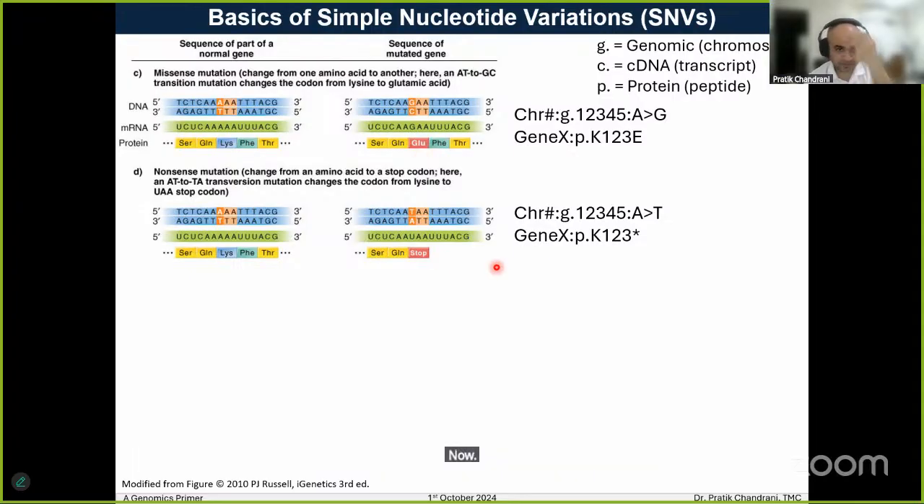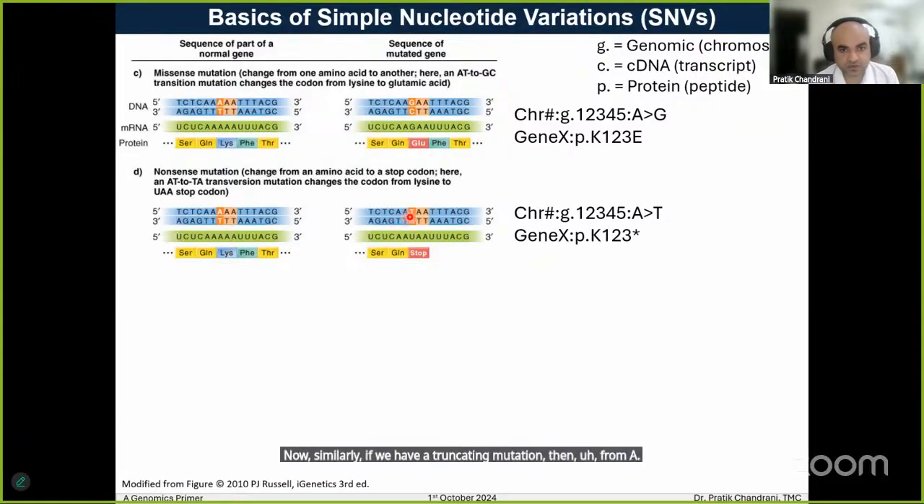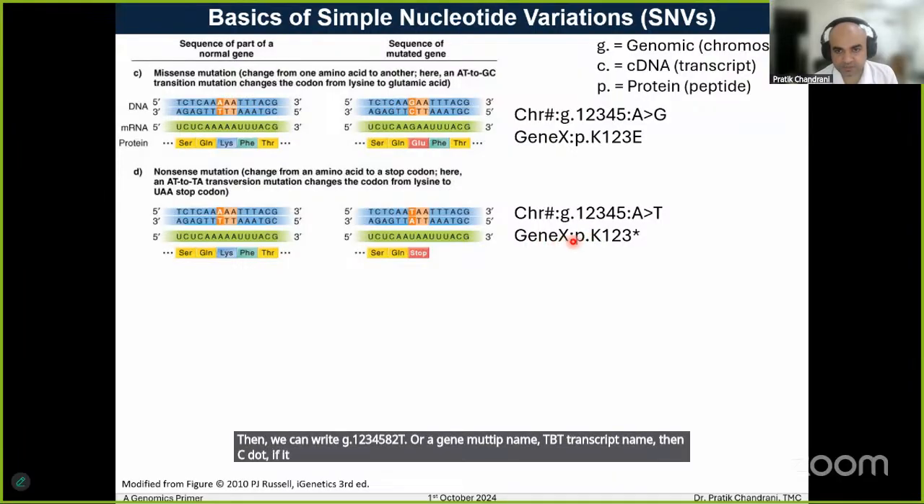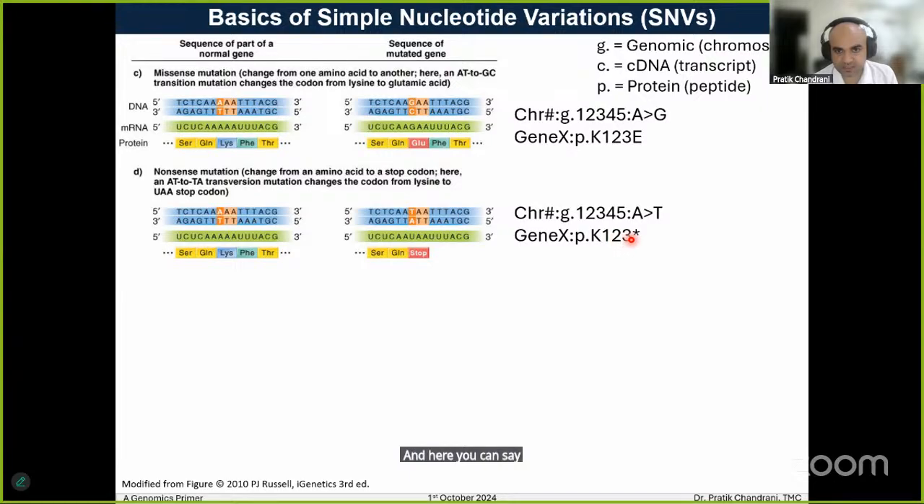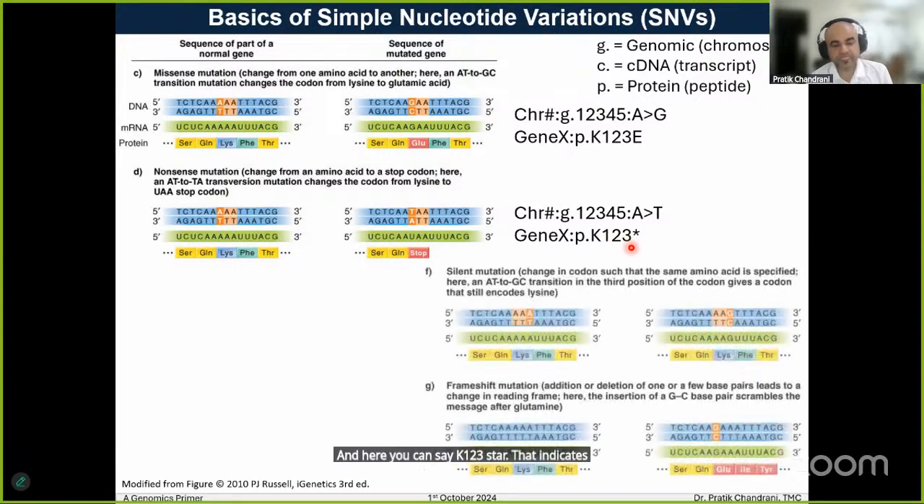Now, similarly, if we have a truncating mutation, from an A to T mutation, which is resulting in a stop codon, the premature termination, then we can write g dot 12345 A to T, or a gene name or transcript name. If it is a transcript name, then c dot. If it is a protein name, then it is p dot. And here you can say K123 star. Star indicates a stop codon.